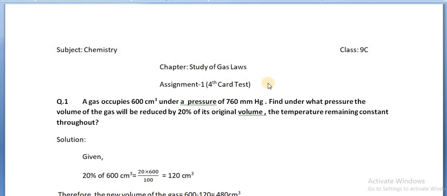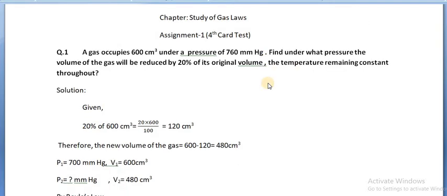In last class we have seen the numerical based on the Boyle's law. Today we'll see a new type of numerical based on the same kind of law, that is Boyle's law. So over here the question is, a gas occupies 600 centimeter cube under a pressure of 760 millimeter mercury. Find under what pressure the volume of the gas will be reduced by 20% of its original volume, the temperature remaining constant throughout. So this is the question given to you.